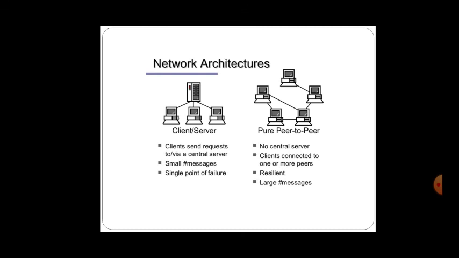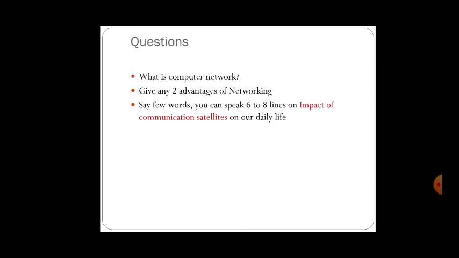In peer-to-peer, there is no central server. All the systems are connected to each other. Clients are connected to one or more peers. Large messages need to be sent, and the damage of one can damage the other systems in the network also.